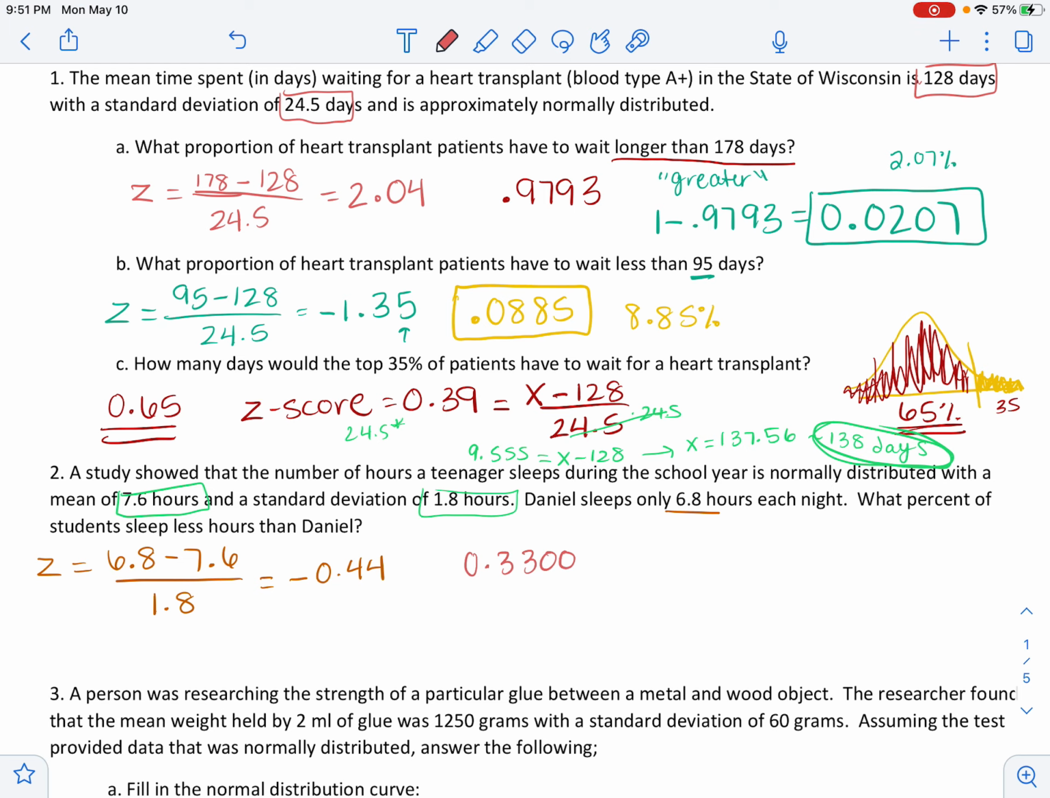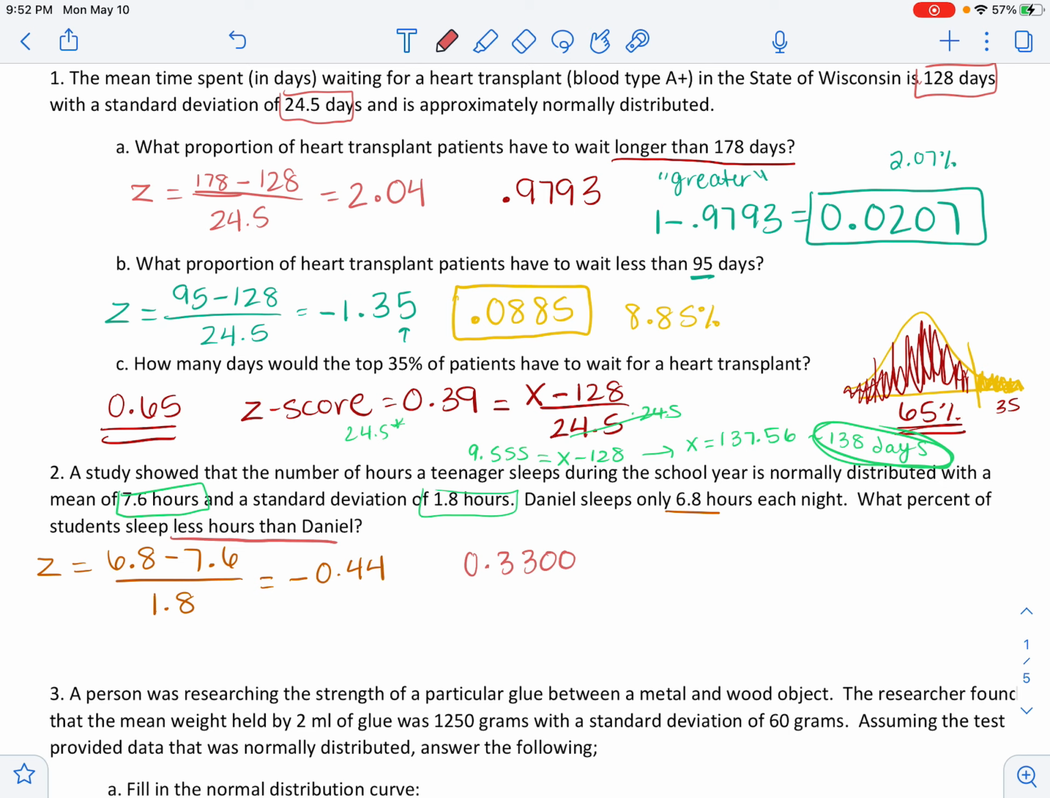All right, step 3 is to check the problem, though. Does this problem want less than or greater than? And so when we reread it again, it says, what percent of students sleep less hours than Daniel? And so since our z table always tells us the probability less than, this is good.